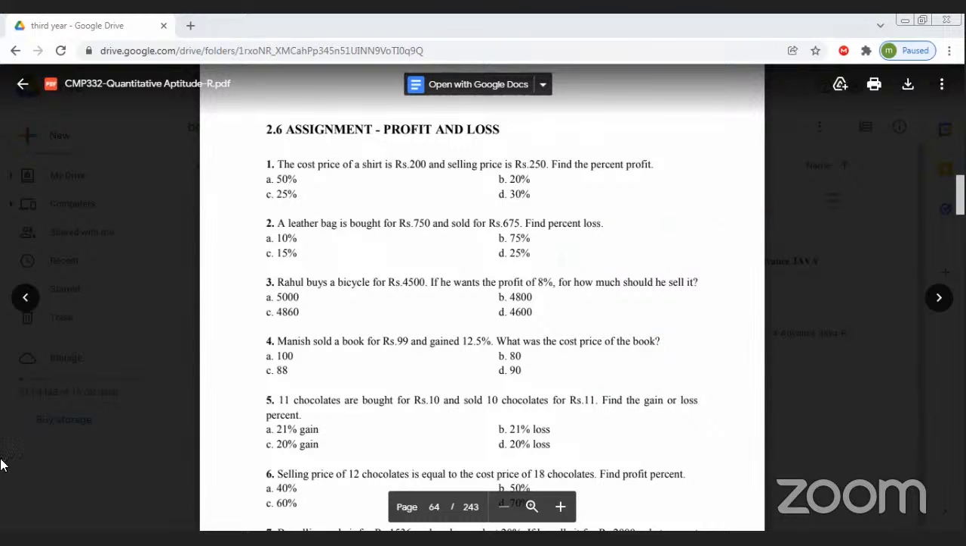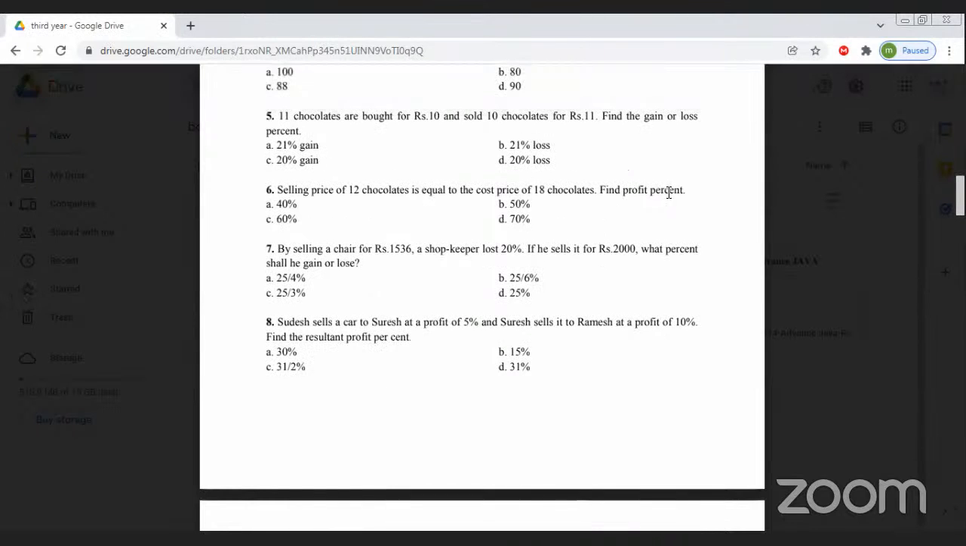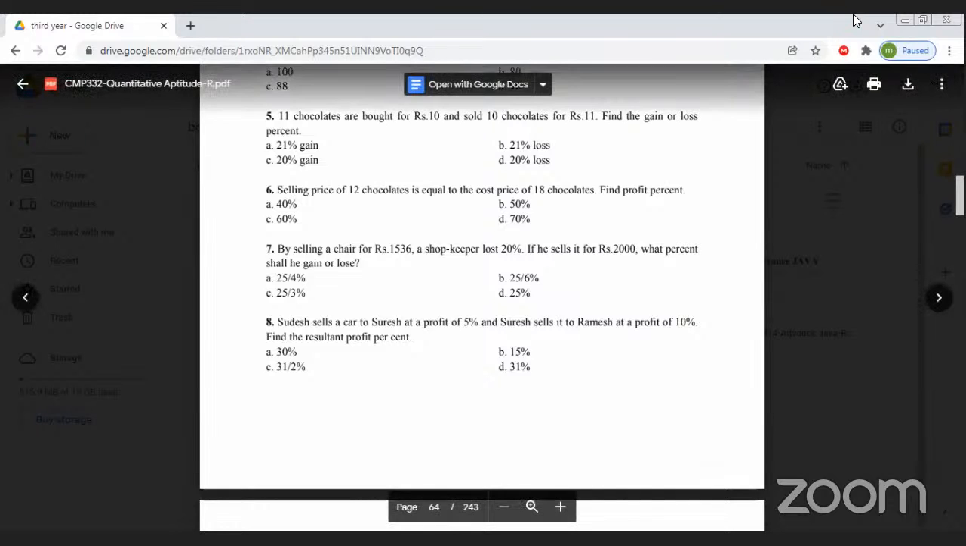Understood, everyone? So let's stop over here. This is enough for today's lecture. And from the next lecture, we are starting with simple interest and compound interest. Thank you, everyone.